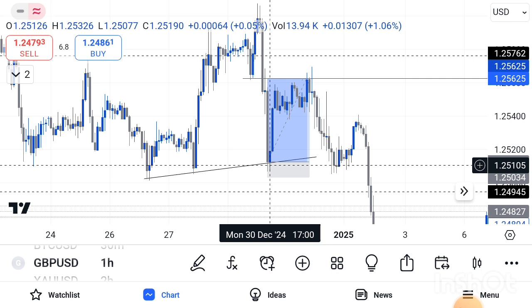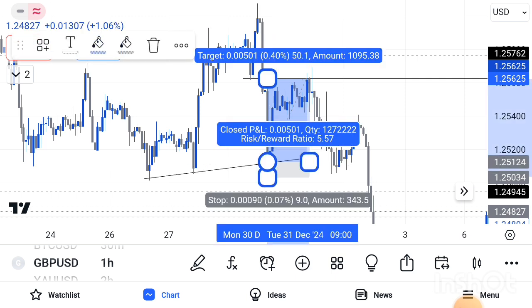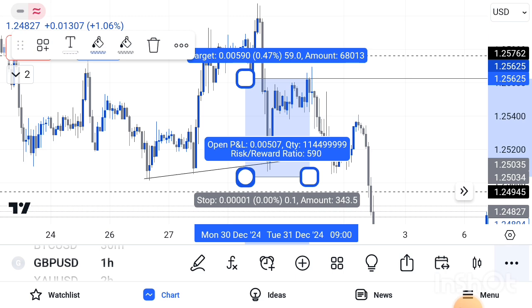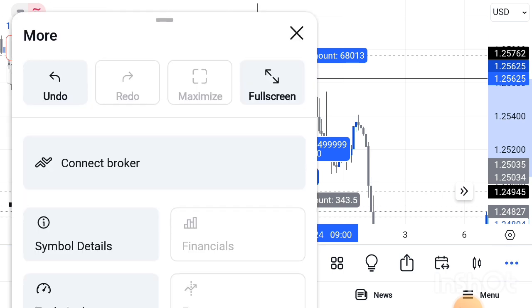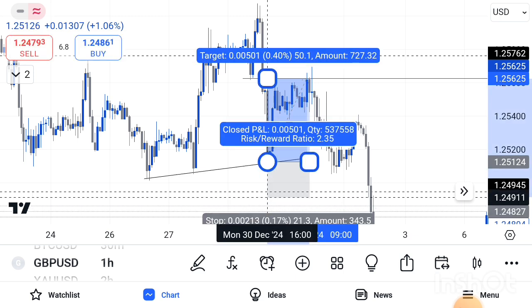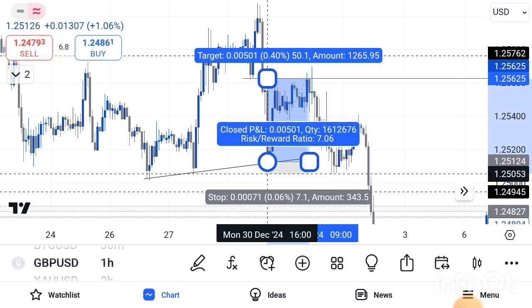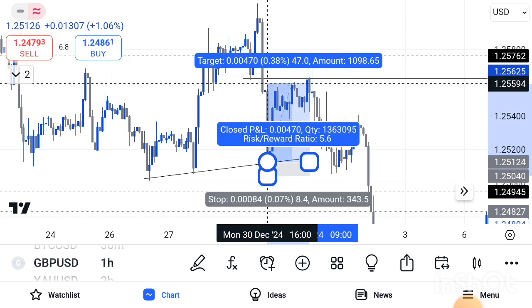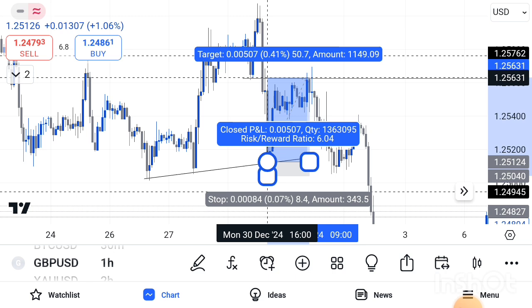So what I do, I take my position, mark this trade, house risks, make sure my stop loss is below the previous low. So you can see my stop loss is below the previous low, and then my take profits, I would have targeted this other support right there.